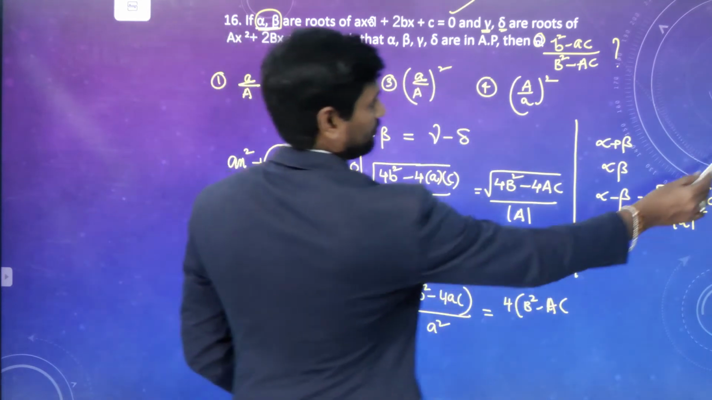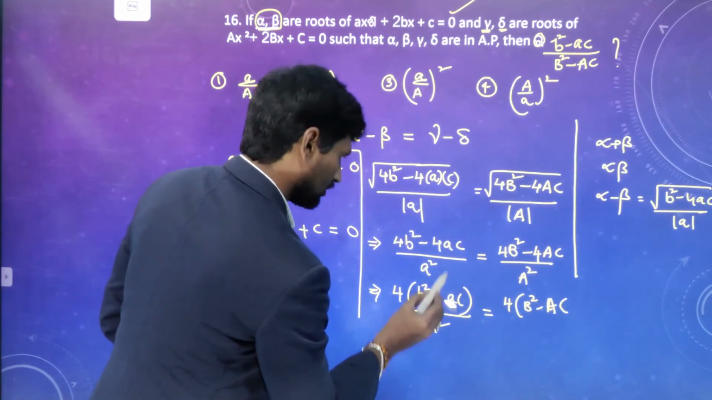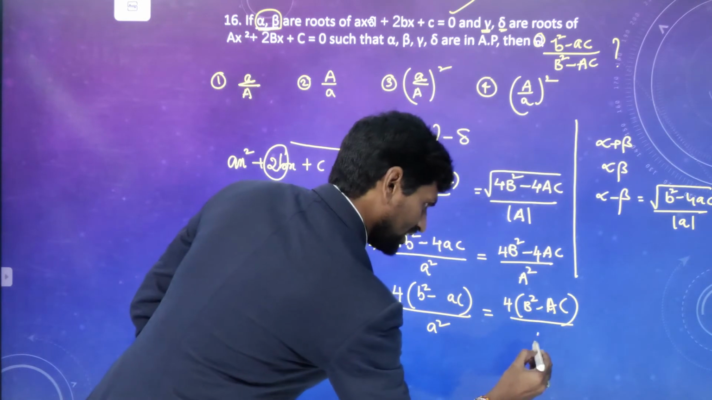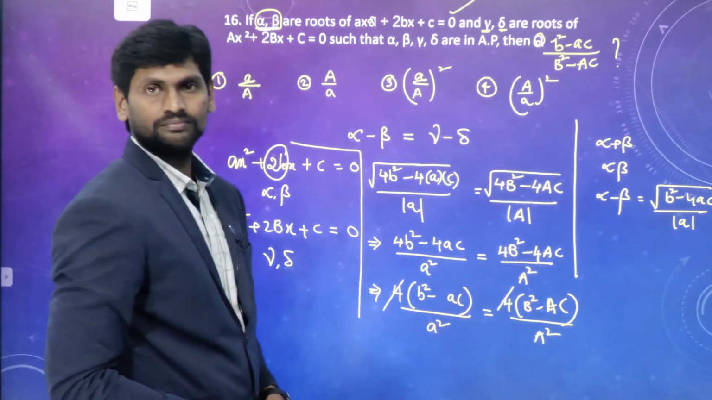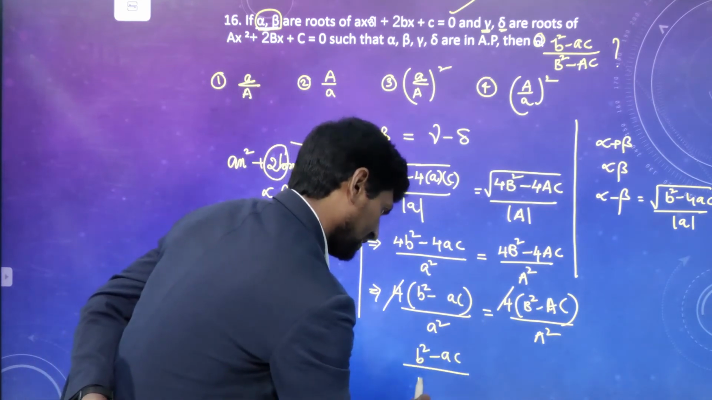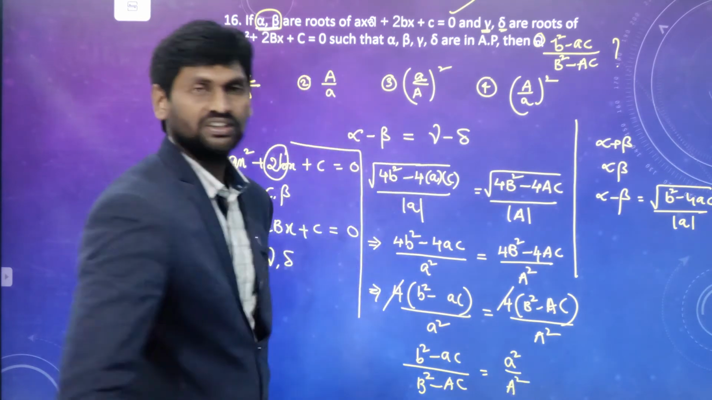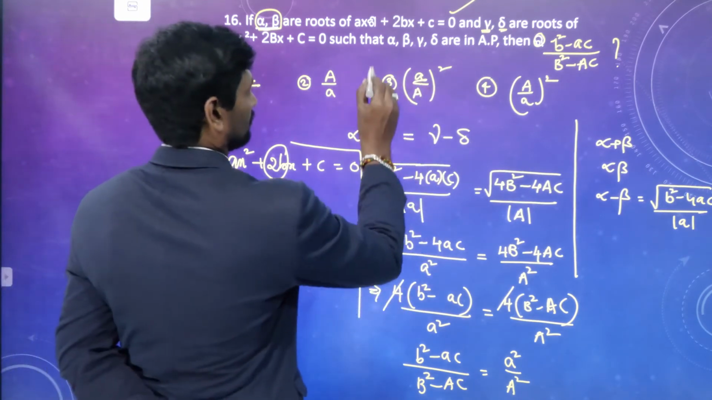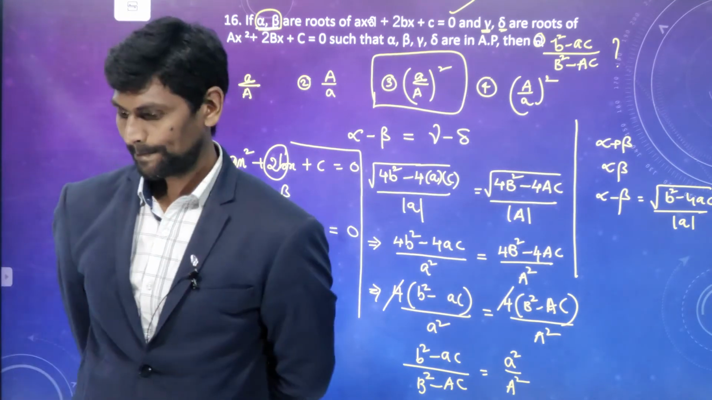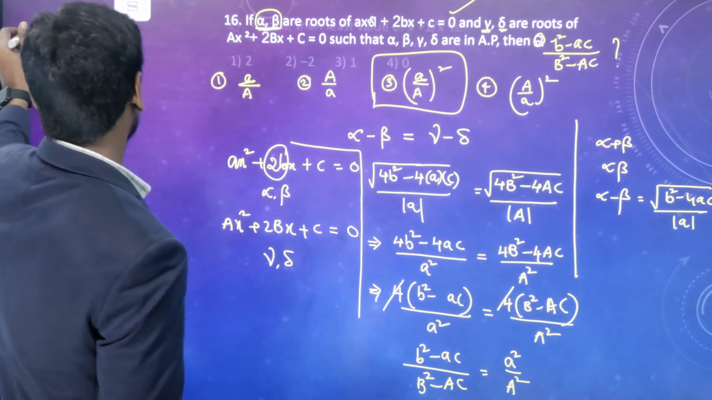Sorry, here 4 won't be there because we have already taken it common. B square minus ac by capital A square. Both sides 4 cancel. Now apply cross multiplication. B square minus ac by capital B square minus ac equals to small a square by capital A square. That is our required answer. That is 3. Please note it. Is it clear? I'm going to the next.